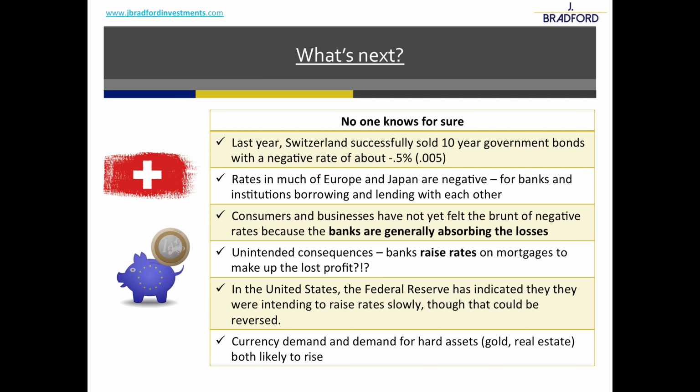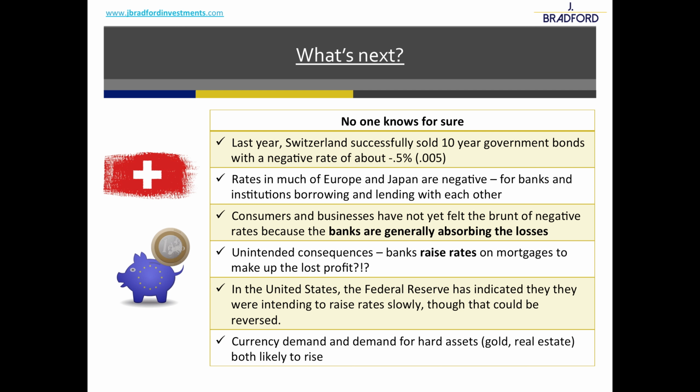Now, here in the United States, the Federal Reserve has indicated that they intend to slowly raise interest rates throughout 2016 and into 2017. That looks to be the case, but that could certainly be reversed. Things could change, and we could find ourselves here in the United States in some kind of negative interest rate environment.